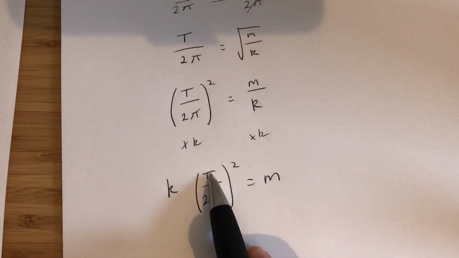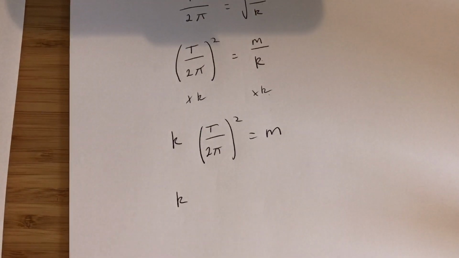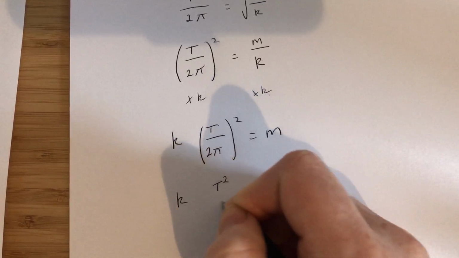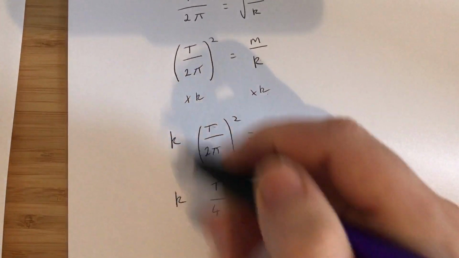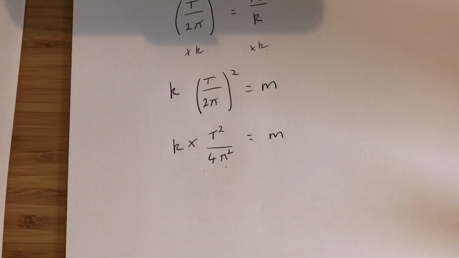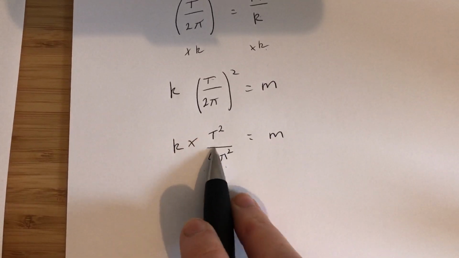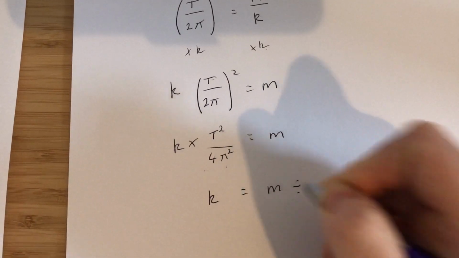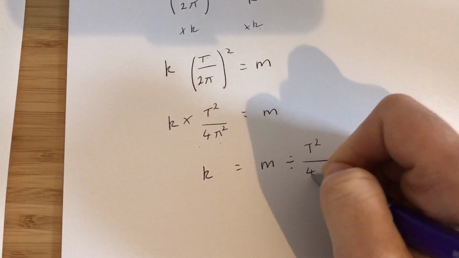So before I do that, I'm actually just going to square each thing here so that I've got k times t squared over 4 pi squared. So I've just squared everything in that fraction. So I've got this one here. This one is probably a slightly trickier changing the subject. So I need to divide by this on both sides so that we get rid of this. So k equals m, I'm just going to write this out in full first, m divided by t squared over 4 pi squared.